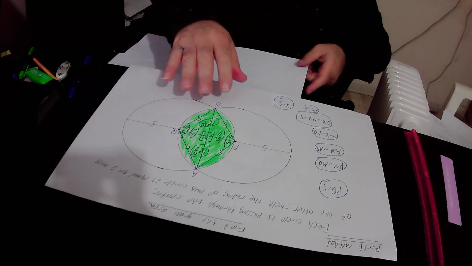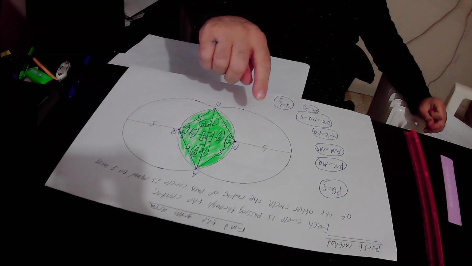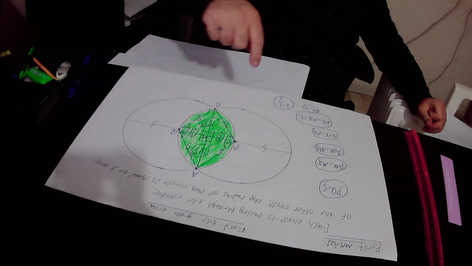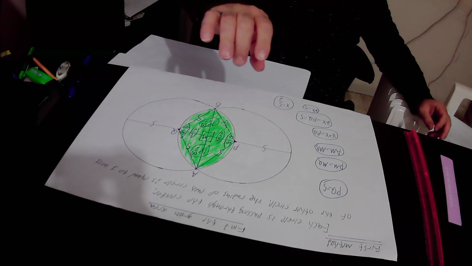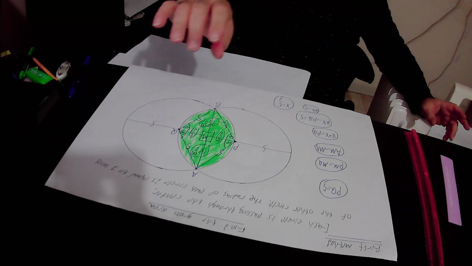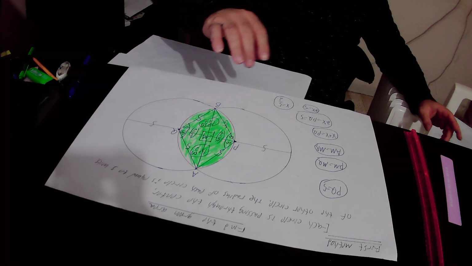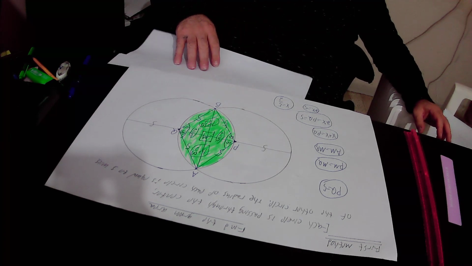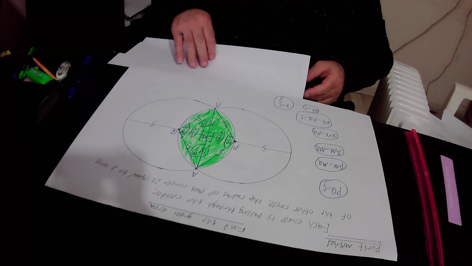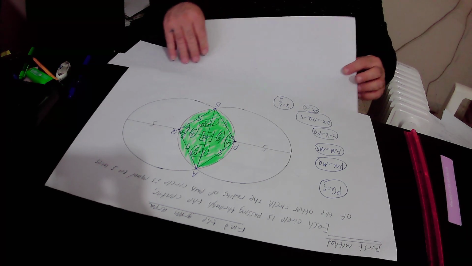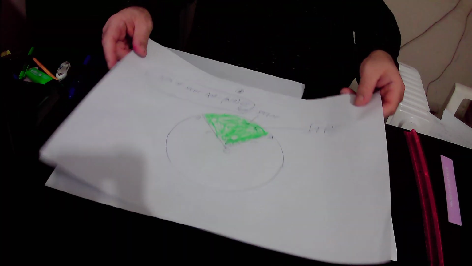here 2 circles. Each circle is passing through the center of the other circle, and we know that the radius of each circle is equal to 5 units, and we want to find out the area of this green shape. So, first of all, I presented to you the definition of a sector.